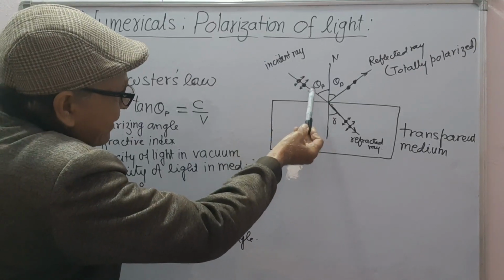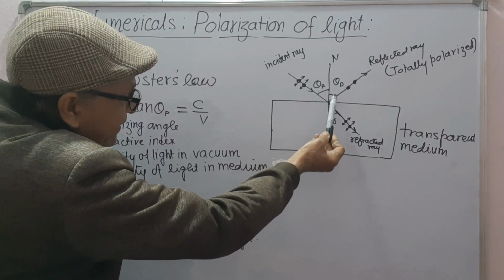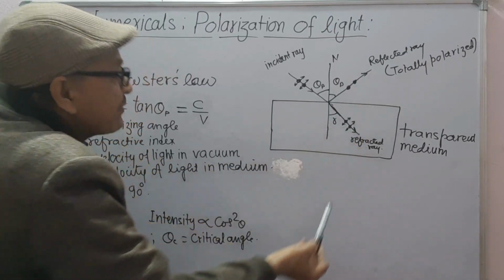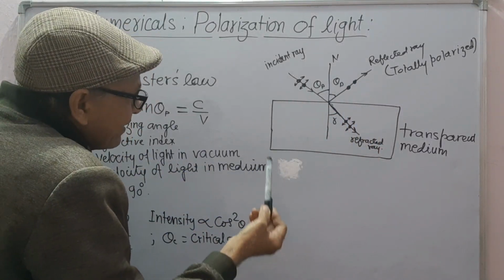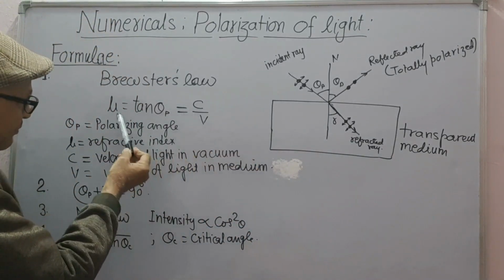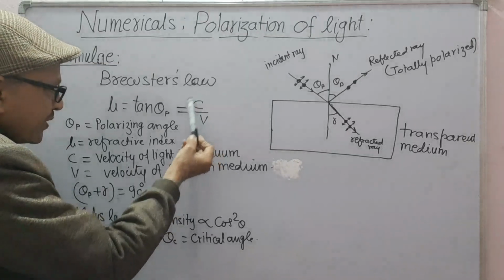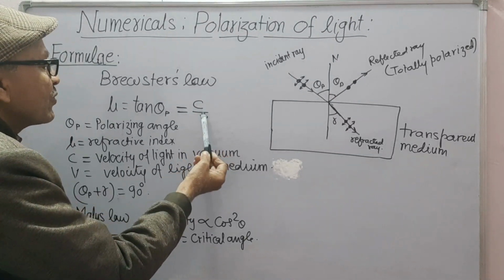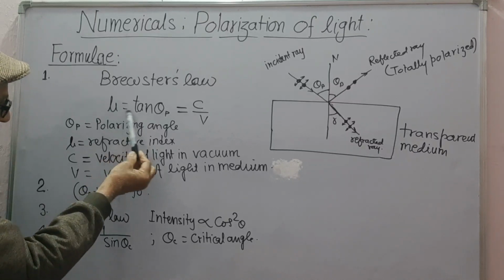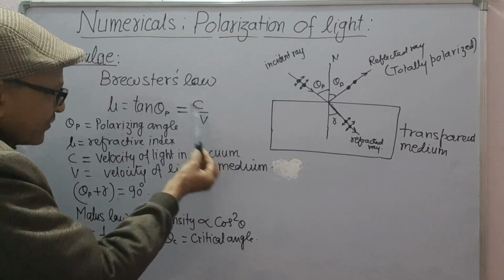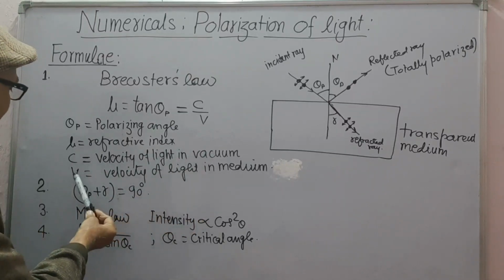When ordinary light is incident on a transparent medium at polarizing angle theta p, then the reflected and refracted rays are perpendicular to each other and the reflected ray is totally polarized, as shown in this diagram. In this case, refractive index mu is equal to tan of the polarizing angle, tan theta p, which is also equal to the ratio of the velocity of light in vacuum to the velocity of light in the medium. So Brewster's law: mu is equal to tan theta p is equal to c upon b, where theta p is the polarizing angle, mu is the refractive index, c is the velocity of light in vacuum, and b is the velocity of light in the medium.